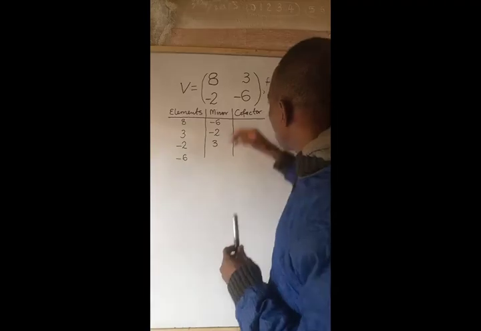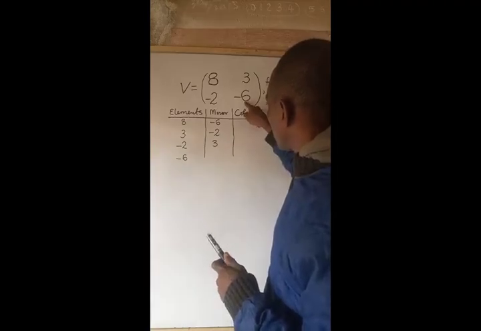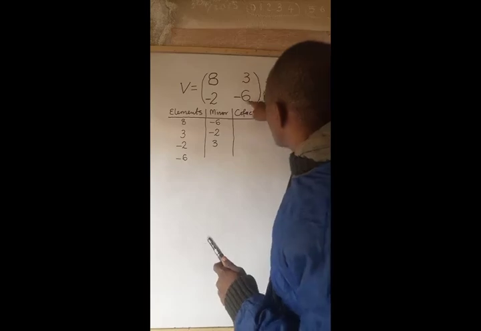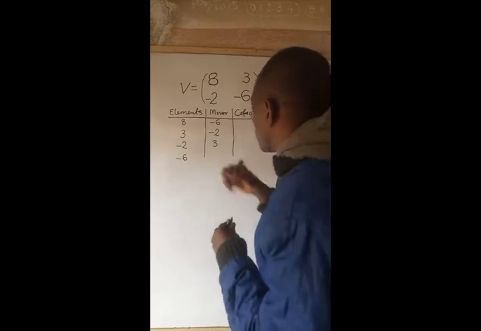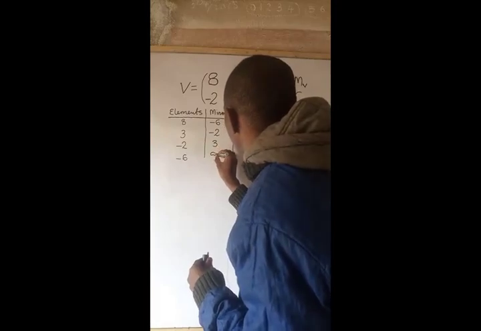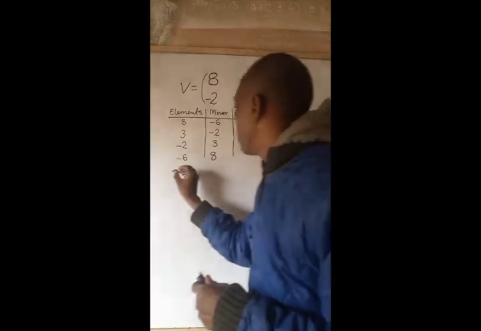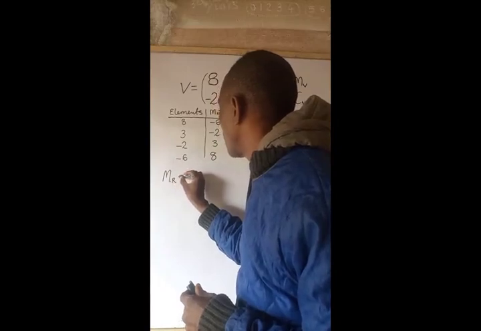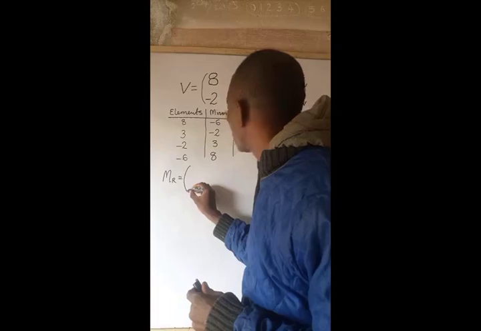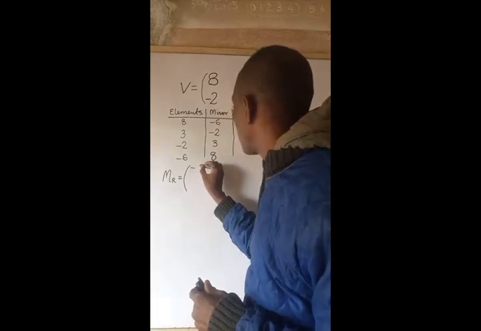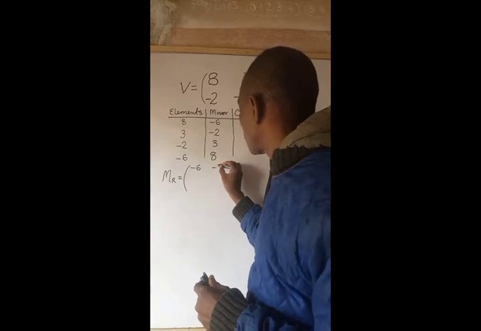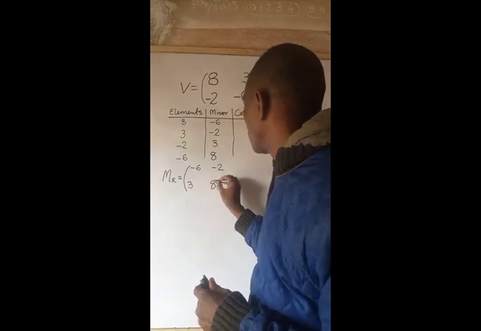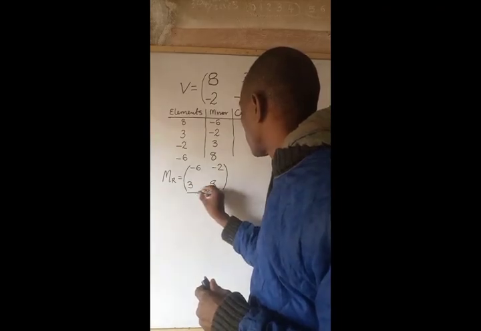How do we obtain the minor of this? We can obtain the minor of -6 by deleting the row and the column in which this fourth element lies, which is 8. Okay. So for the minor, we will have the answer as M equal to, the matrix will now contain -6, -2, 3, and the 8. Okay, this is the answer.